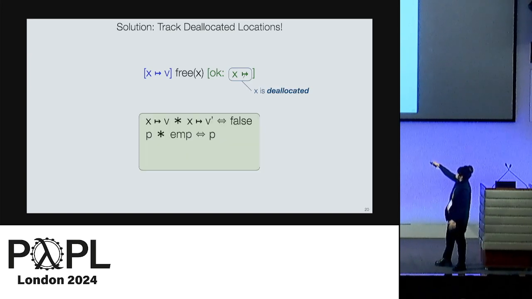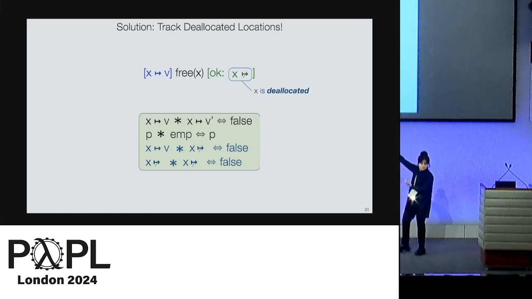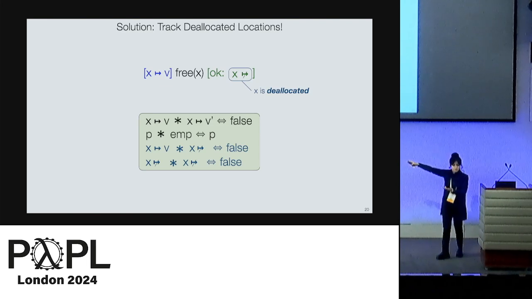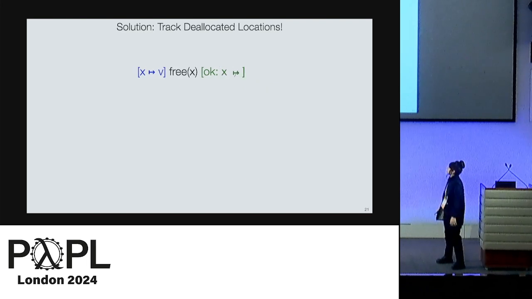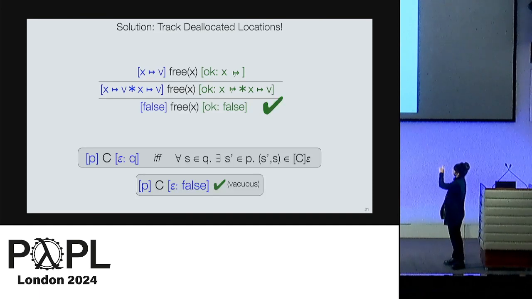These are the standard points to axioms that we usually have. But here we also have that it can't be star conjoined with itself. You can't have two copies of it because it's a linear resource. But also, of course, you can't have x points to v star x is deallocated. Obviously, they're contradictory. So now if I play the same dirty trick as I did before, and I start starring things on the right-hand side, what I end up with is false on both sides. And that triple is vacuously true, so the logic is still sound.